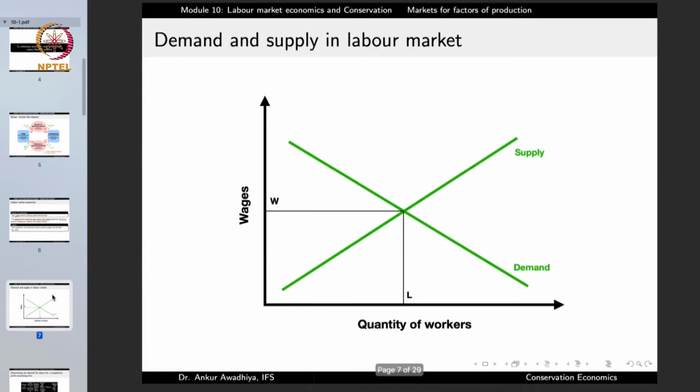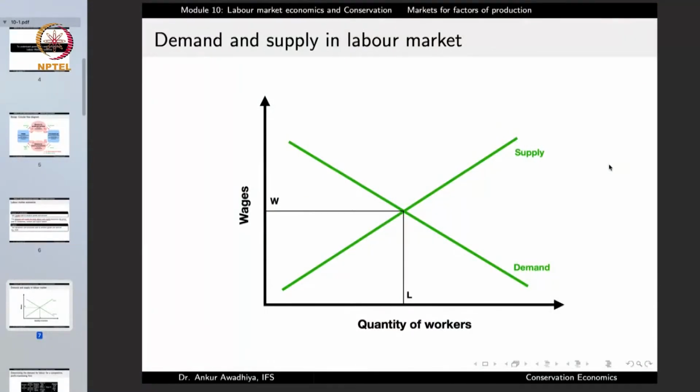And in the market for labor, or in the market for the factors of production, what we are saying is that there will be a demand, there will be a supply, and on the y-axis here, in place of the prices, we have the wages, because the price that is paid to the workers is the wages that they get. So that is there on the y-axis, and on the x-axis we have the quantity of workers, which is telling us the level of employment that we will have, or how easy it will be for a person to get a job in this market.